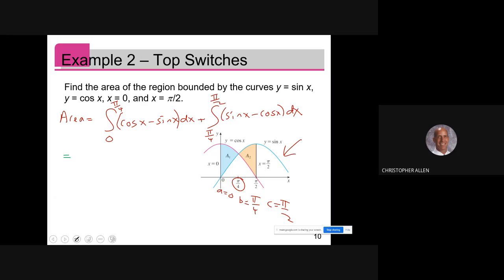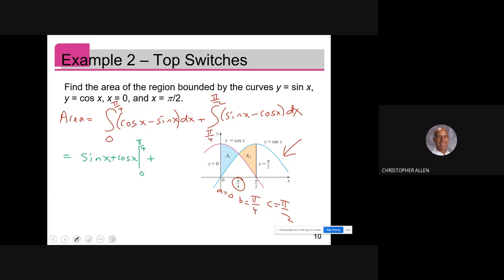What is the antiderivative of cosine? It is sine. The antiderivative of cosine is sine. What is the antiderivative of sine? Negative. So what's this going to become then? Plus cosine. Do you understand why that's a plus cosine there? And we need to evaluate this from where? 0 to pi over 4.